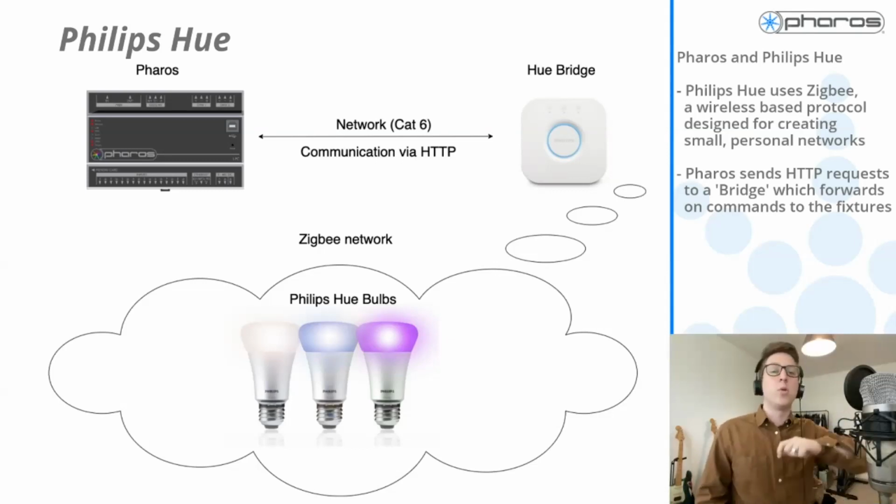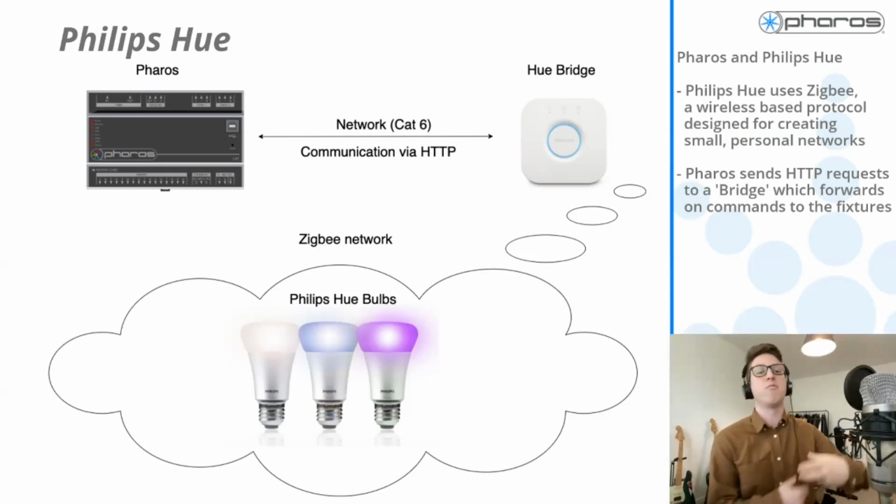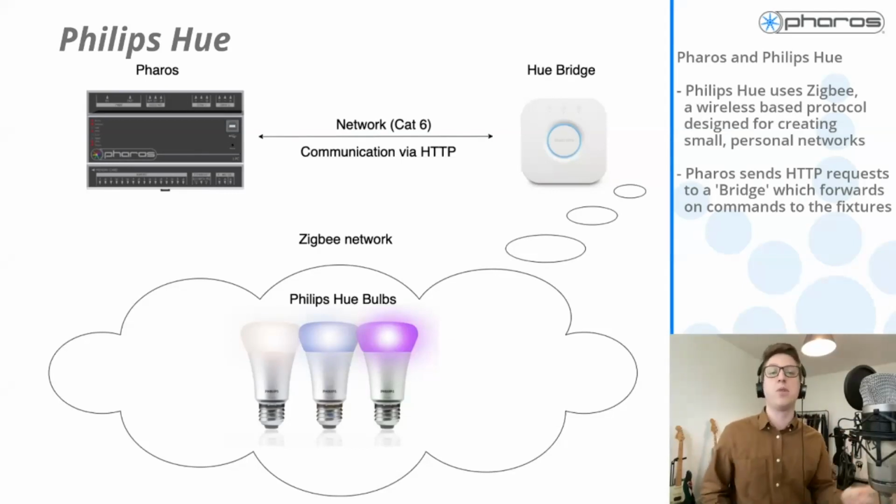And of course, we'll send HTTP requests to the Hue bridge. The Hue bridge will then relay that information onto the wider Philips Hue system. Again, between us and the Hue bridge, it's HTTP. You'll need just basically an Ethernet cable or some kind of computer network setup.